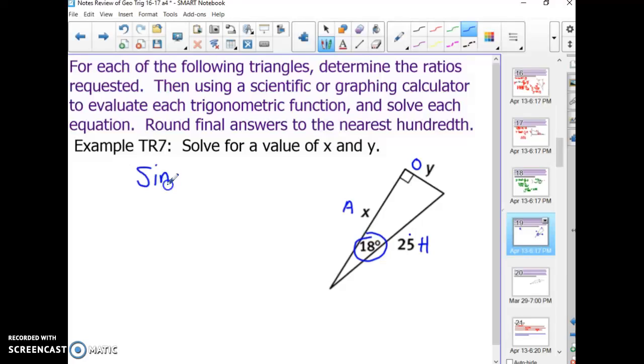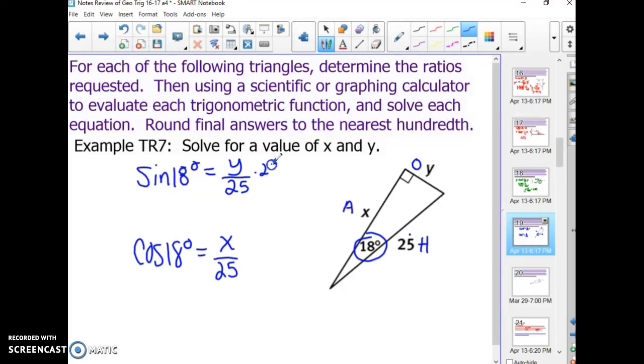So sine of 18 degrees is equal to my opposite, which is y, over my hypotenuse, which is 25. Cosine of 18 degrees is equal to my adjacent, which is x, over my hypotenuse, which is 25. So to solve for those, I just got to times both sides by 25. To solve for my y and to solve for my x, I times both sides by 25.